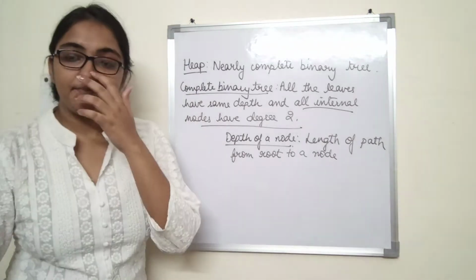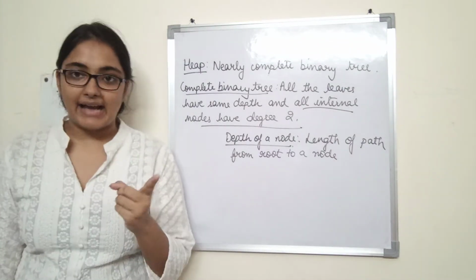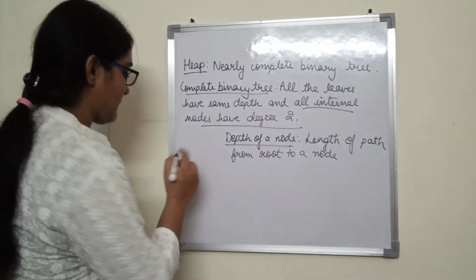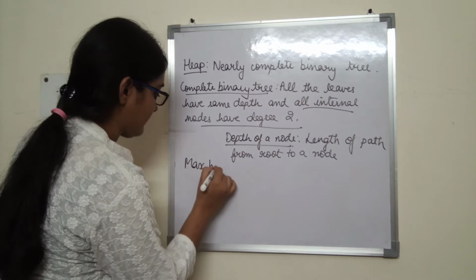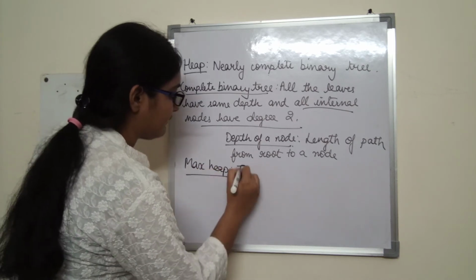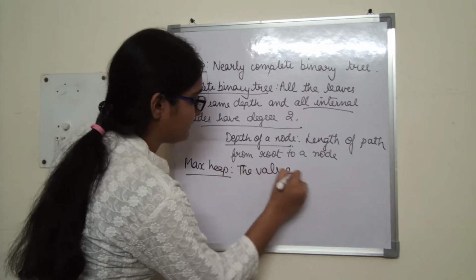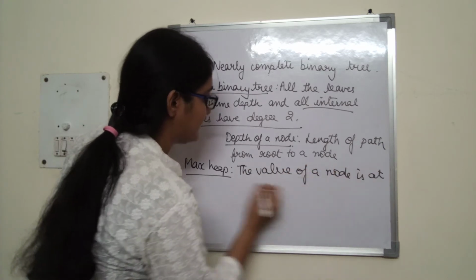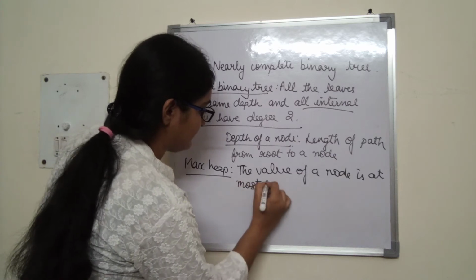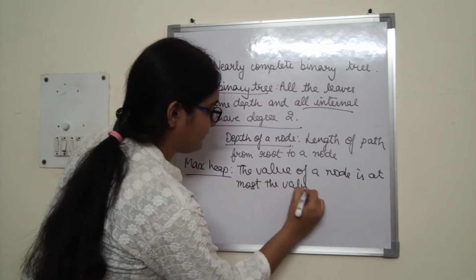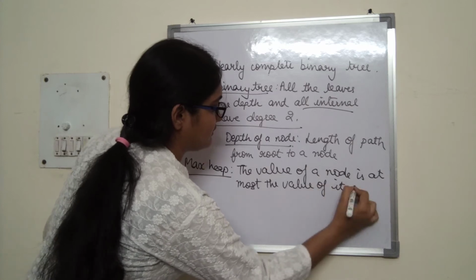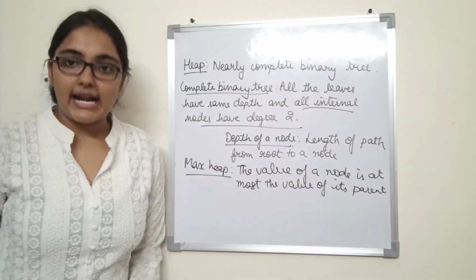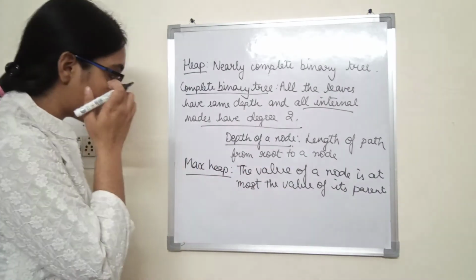So heaps are of 2 types. One is called a max heap and one is called a min heap. Max heap means the value of a node is at most the value of its parent. The value of a node is at most the value of its parent. What does it mean?